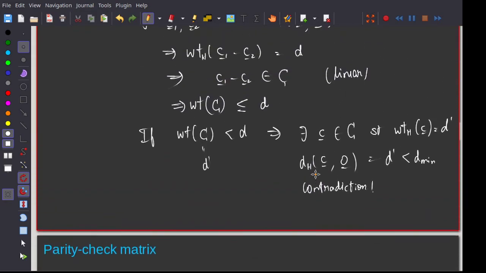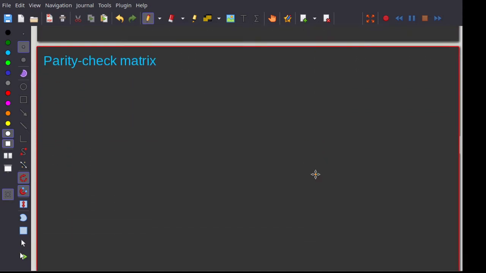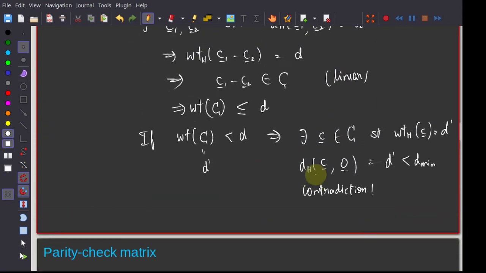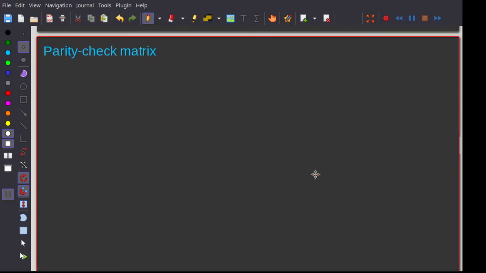So in particular, for a non-linear code, you can have either of these cases. The minimum distance could be larger than the minimum Hamming weight, or it could be strictly smaller than the minimum Hamming weight. Okay. So that's a simple way of finding the minimum Hamming distance.